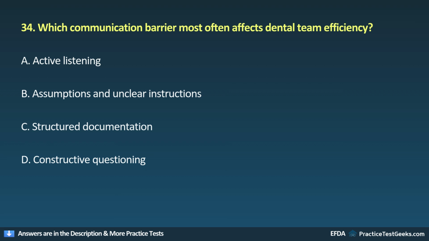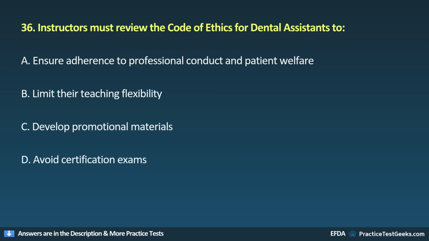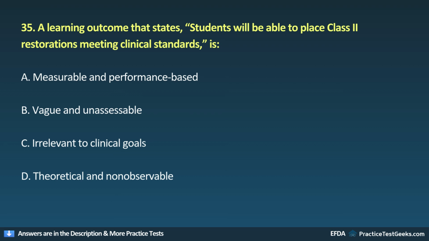35. A learning outcome that states students will be able to place Class II restorations meeting clinical standards is an example of what? A. Measurable and performance-based. B. Vague and inaccessible. C. Irrelevant to clinical goals. D. Theoretical and non-observable.